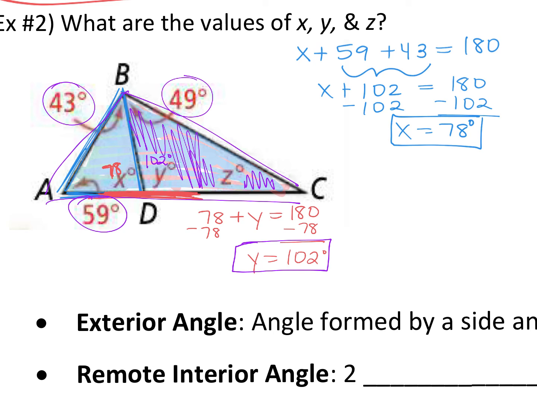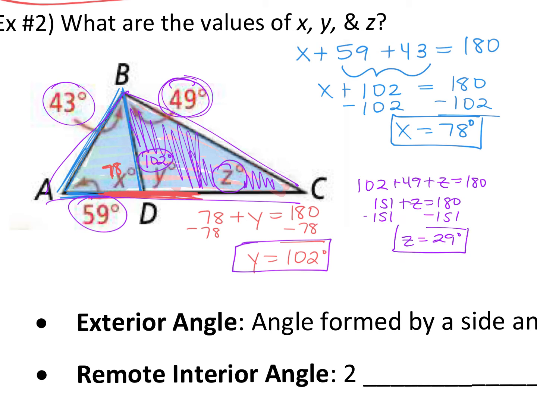right? In this triangle, we have 102, 49, and z. So 102 plus 49 plus z has to add up to 180. So this is 151 plus z equals 180, and then just take away the 151. So z is 29 degrees. Questions on that?